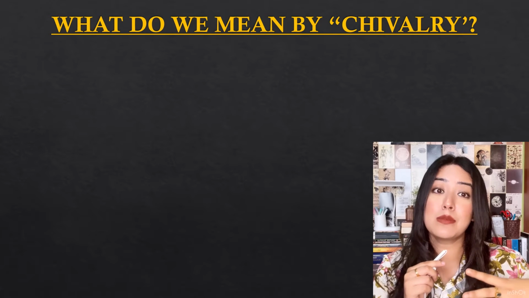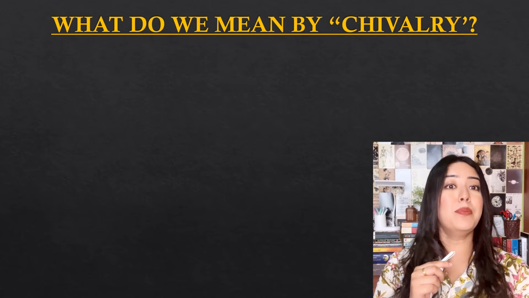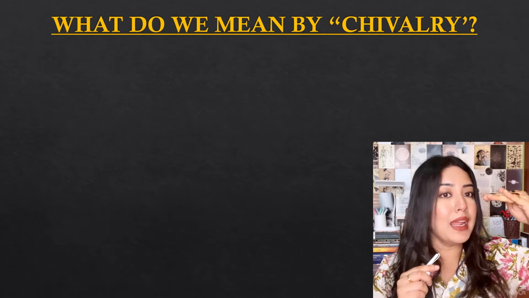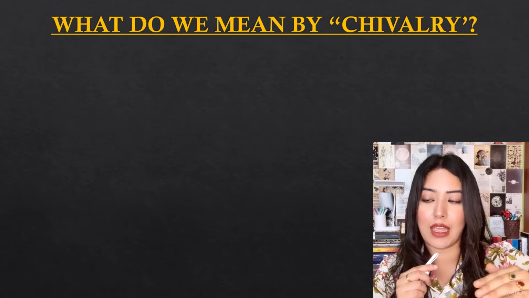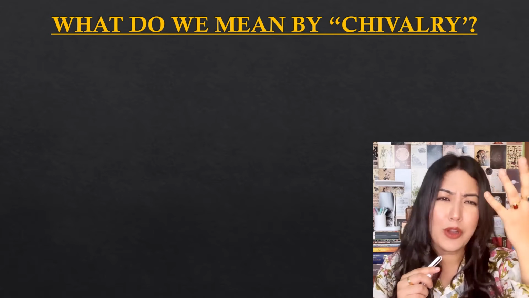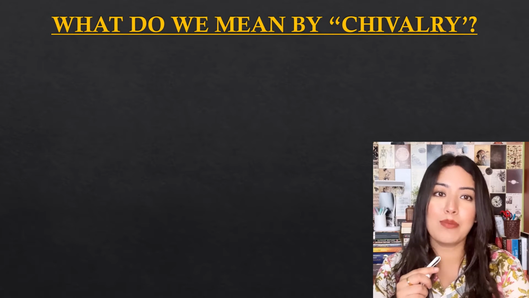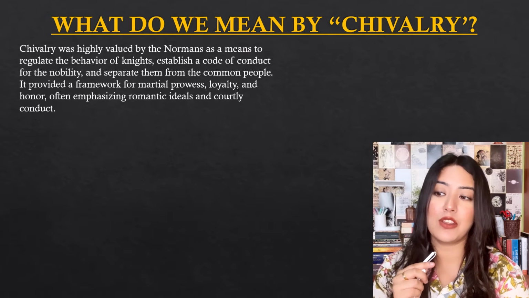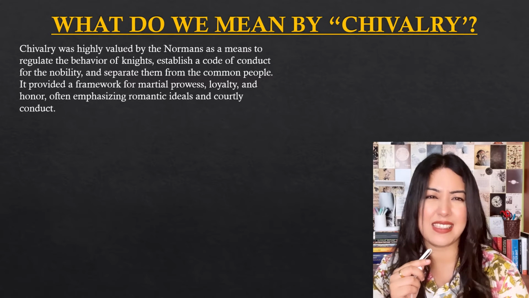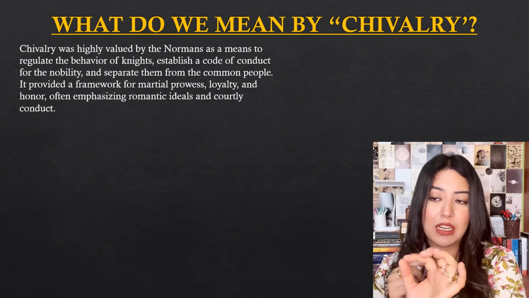Similarly, knights were expected to behave in a certain way, to uphold a moral code of conduct, so that people who saw them would see an ideal. They would set a standard in society, because it was a hierarchical society. So let us just understand, what do we mean by chivalry? What was this code of conduct? Why are knights so important? Chivalry was highly valued by the Normans as a means to regulate the behavior of the knights, to establish a code of conduct for the nobility.